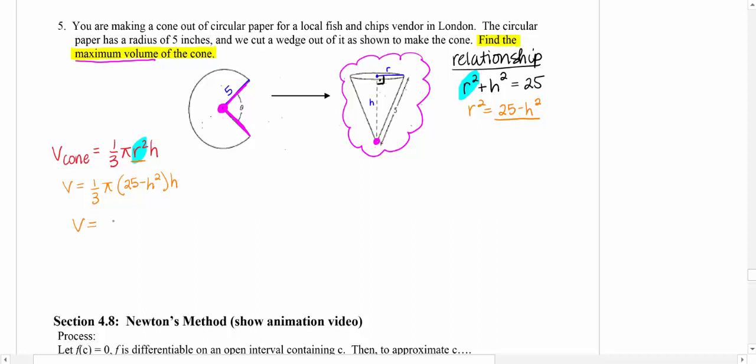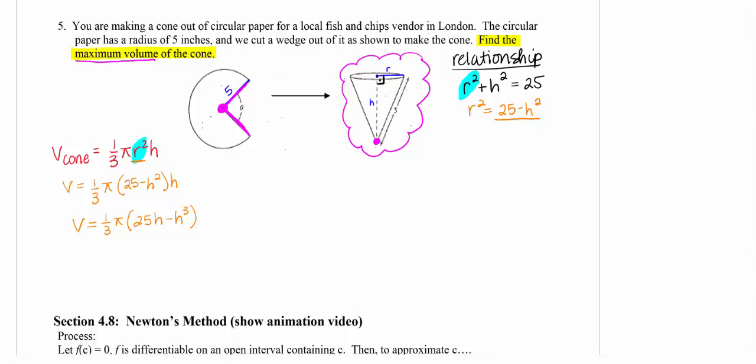So my volume equation, you can write this as pi over 3 or 1/3 pi, whatever you're comfortable with. And then I'll distribute that h in there, 25h minus h cubed. And again, because it's volume and it's three-dimensional, it kind of makes sense to me that I have a variable cubed when I put it all in terms of a single variable.